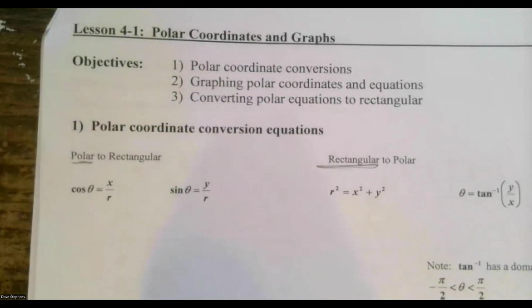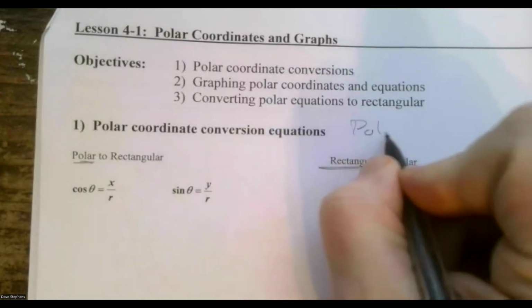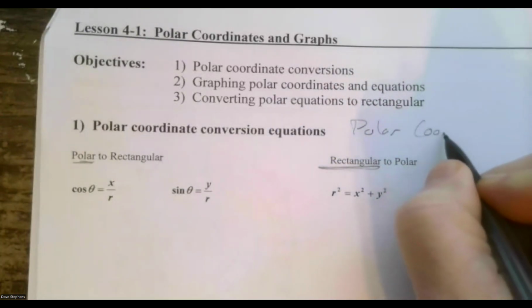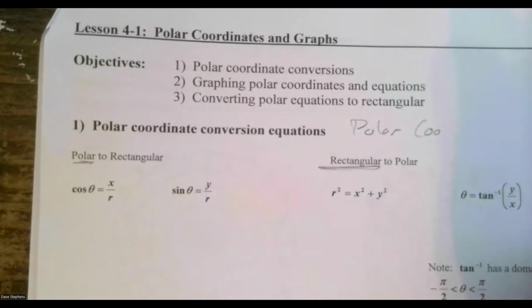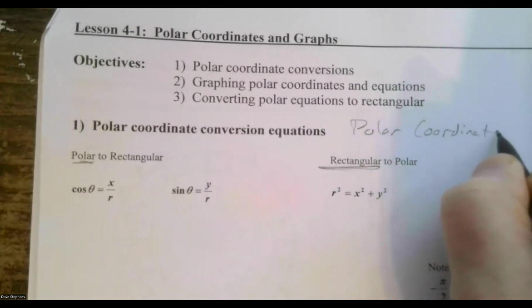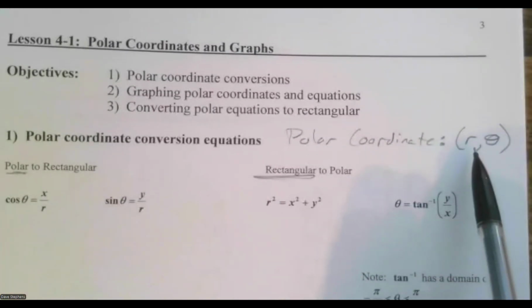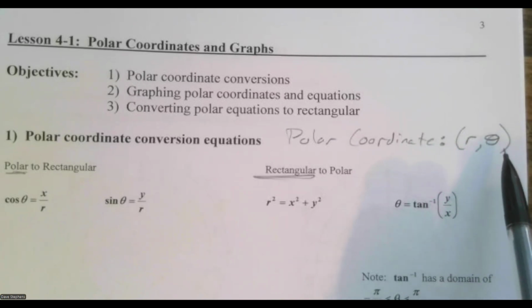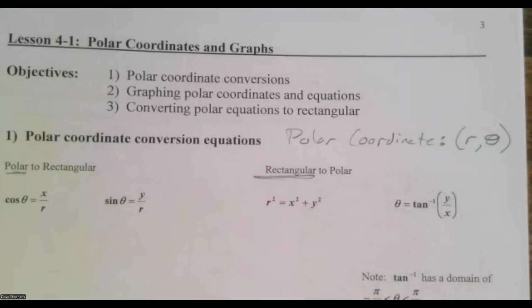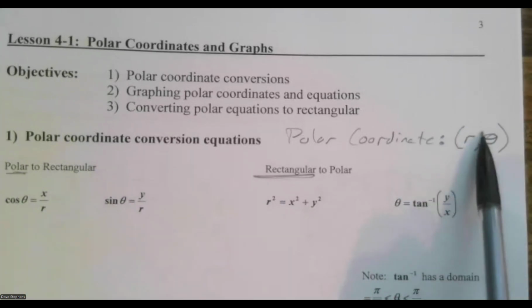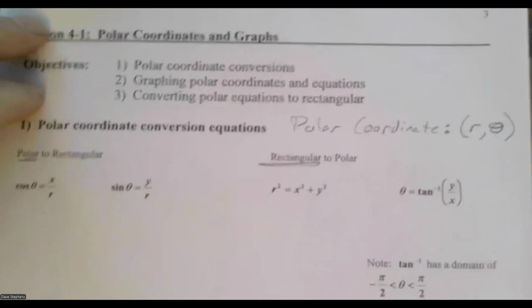So polar coordinates are in the form of r comma theta. R is your radius, right? How far away from the origin are we? And theta, what angle are we facing? And when we go to plot these, I like to think about if I were to stand at the origin, where do I face and how far do I go? And that helps me get there.